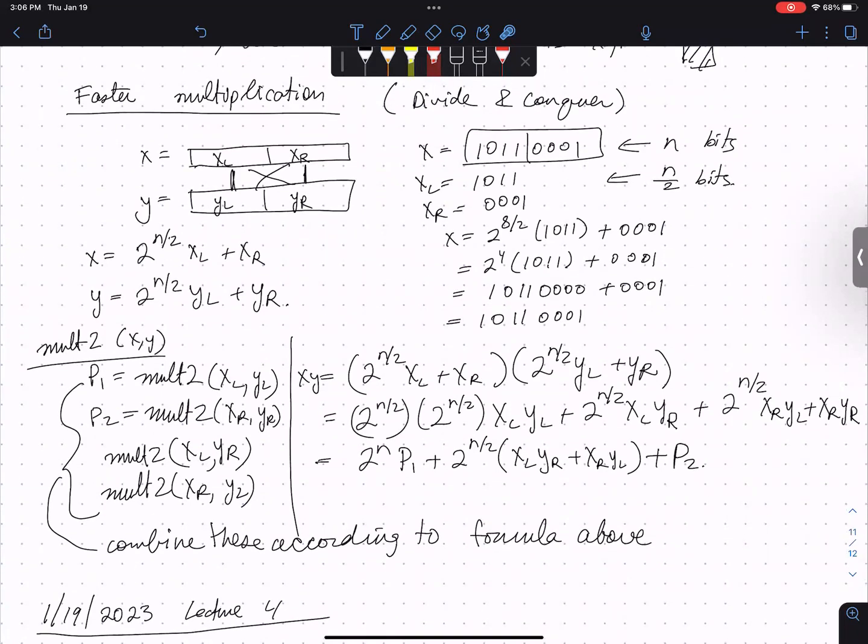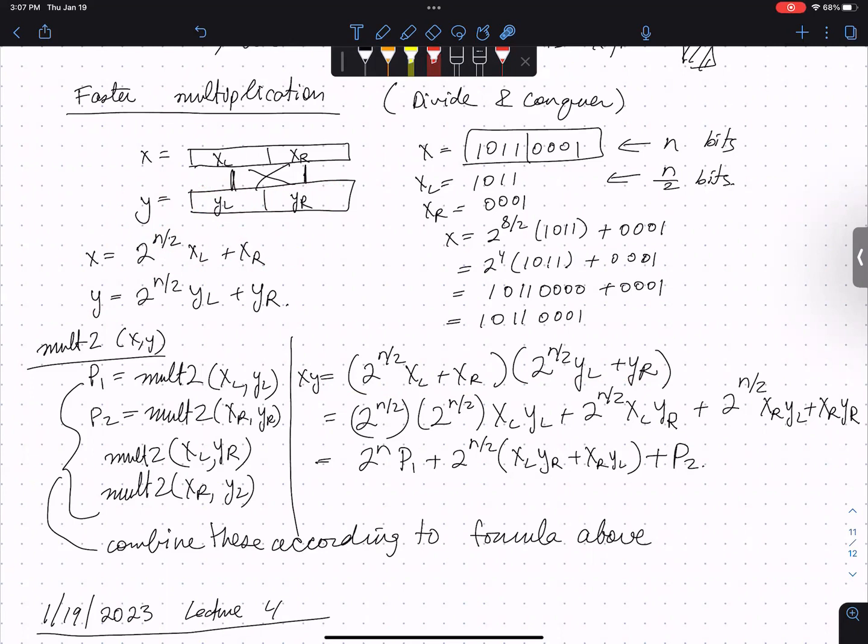The main idea was to take X and think of it as having a left half and a right half, and the same thing for Y. Then we could just write down X as a function of the two halves: the right half plus the left half shifted left by n over 2 bits. Same thing with Y.